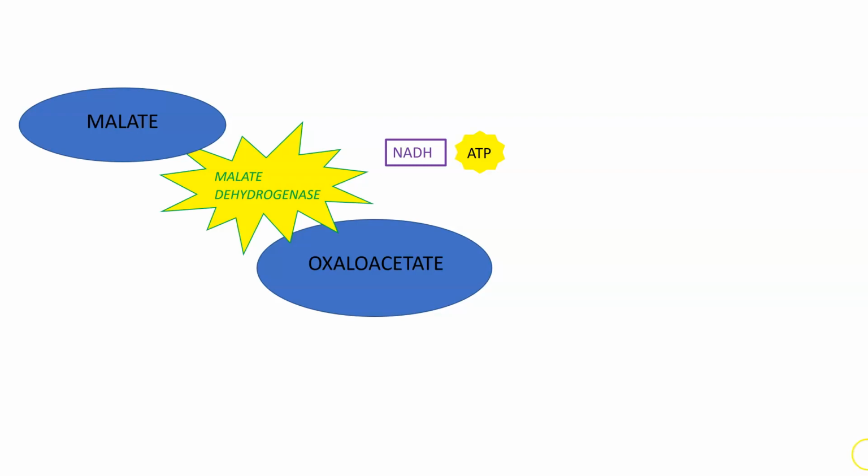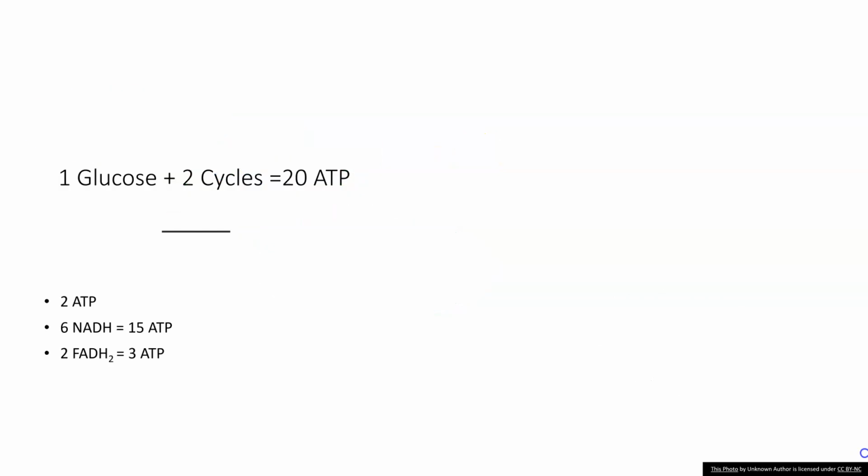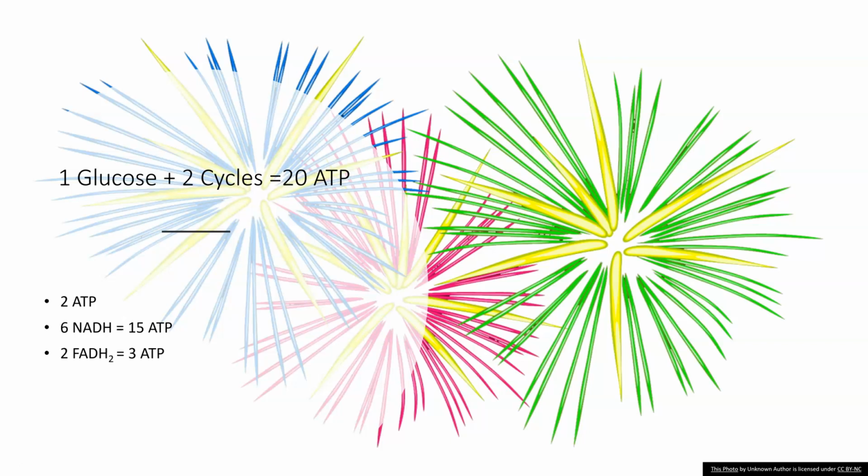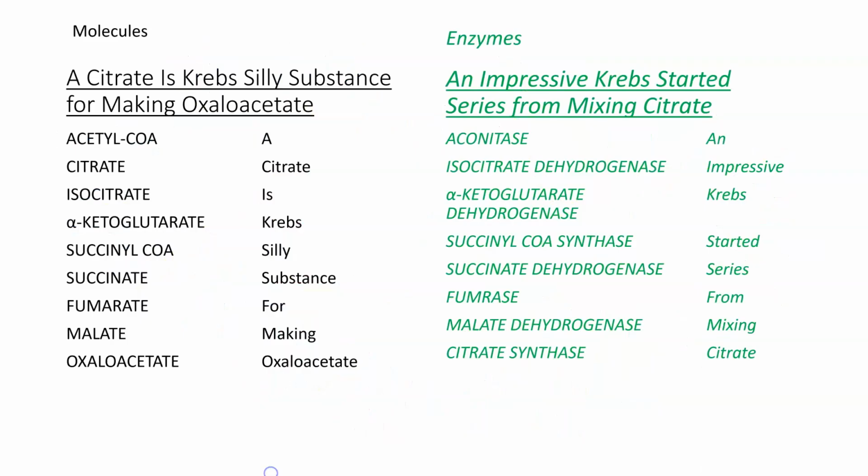Now we're at the beginning of the process again because we need the oxaloacetate to start the process, and that's why we consider this a cycle. It goes round and round. What do we get out of it? We use one glucose, 2 cycles, and we get 20 ATPs. We get them from 2 ATPs from the cycle, 6 NADHs, which create 15 ATPs indirectly, 2 FADH2s, which indirectly create 3 ATPs. And that gives us the energy we need to do things.